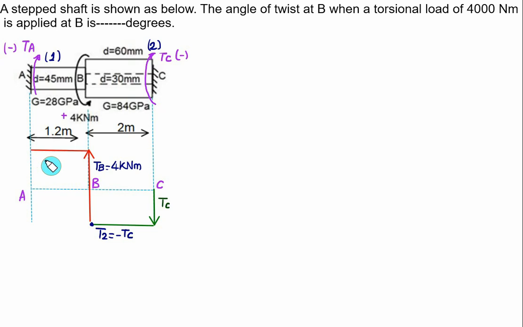So this one is representing the torque T1. T1 value is the sum of the previous two values. So in this case T1 is equal to 4 kilonewton meter plus T2, which is minus TC, and then you have to close the diagram. So this same value will represent here the value of TA. So we are ready here with T1 and T2. Both values of T1 and T2 we have found with the help of TC. Now find out the value of theta using the T2 value.